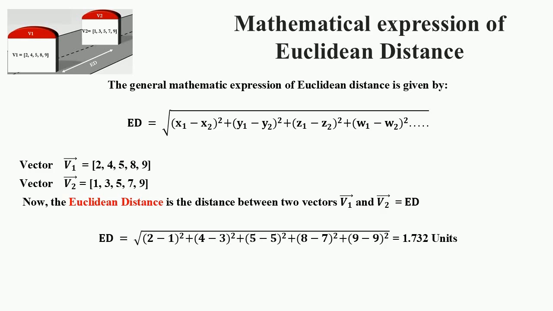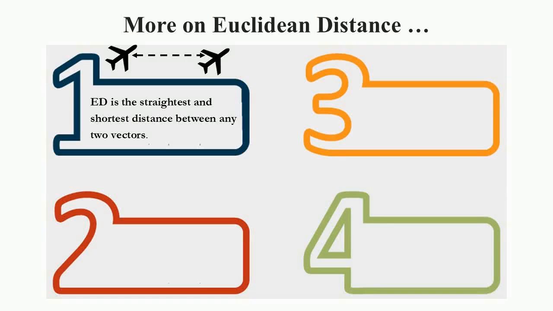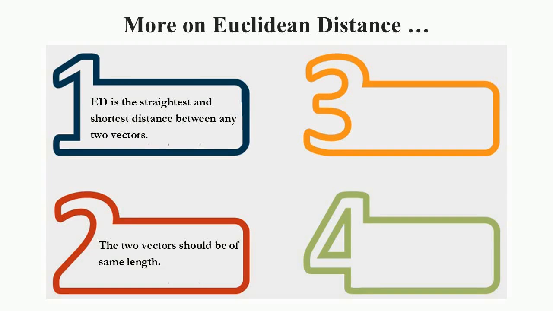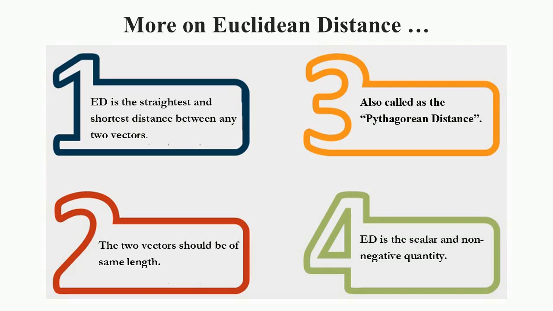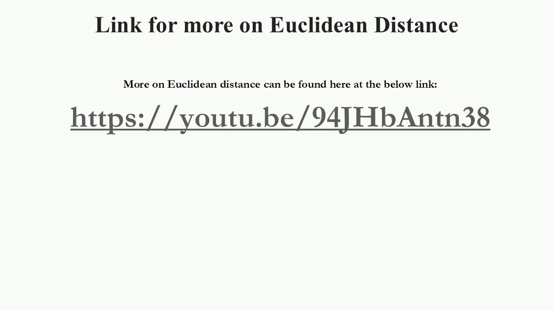Have a quick look at some important points about Euclidean distance. Euclidean distance is the straightest and shortest distance between the 2 vectors of same length. It is important to note here that the 2 vectors should be of same length. Euclidean distance is also called Pythagorean distance, as Pythagoras' theorem is the basis for Euclidean distance computation. Euclidean distance is always a positive and scalar quantity. More on Euclidean distance can be found on the below link.